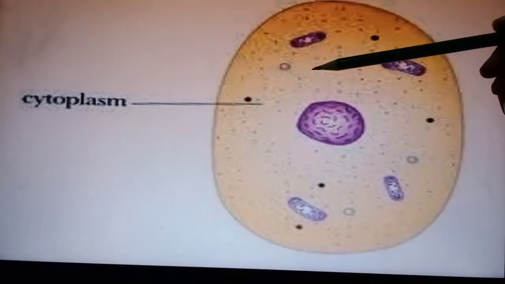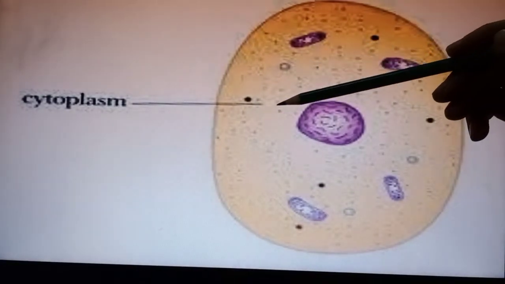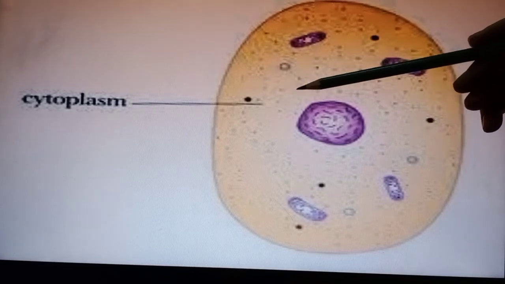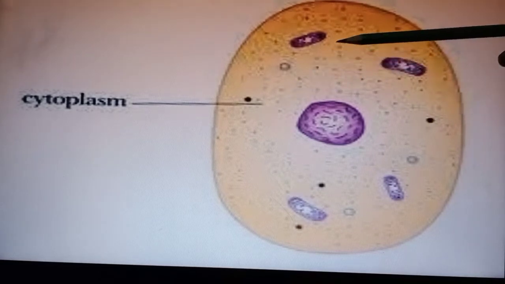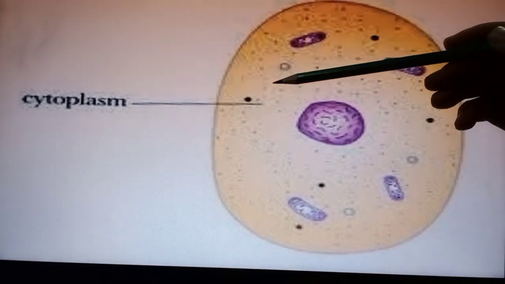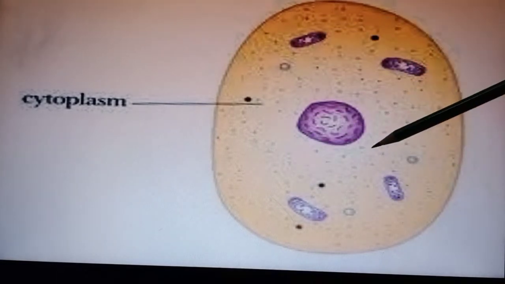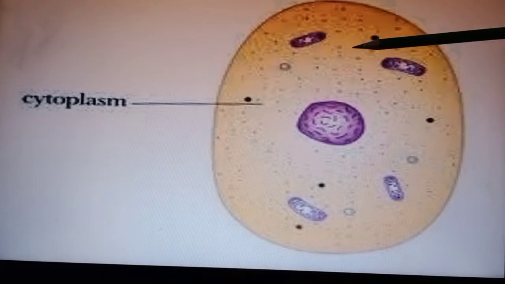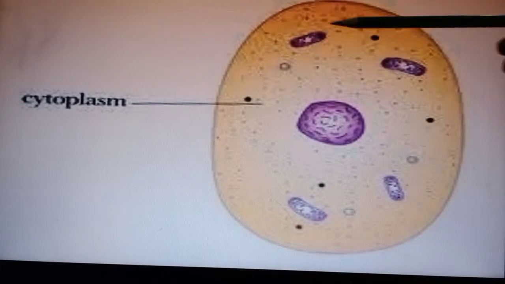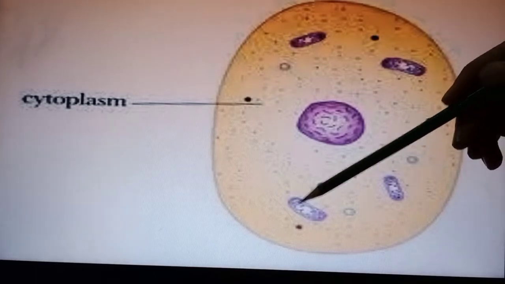When we talk about the parts of cytoplasm, there are two parts of cytoplasm. First one is cytosol, which is this thick, viscous and jelly-like substance in which all the parts of the cell are embedded or present inside it. And the second part of cytoplasm is the cell organelles or cell structures.